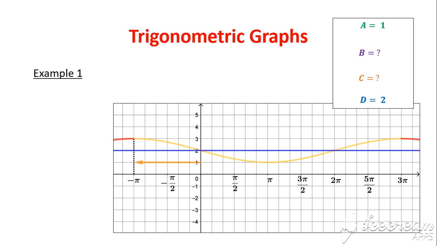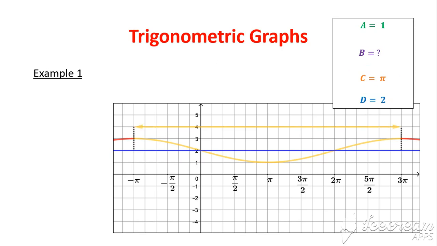We are going to treat it as a cosine graph. The cosine graph starts at its maximum, and it's also being moved pi radians in the negative direction, to the left. So because it's moved to the left, C is positive pi radians.